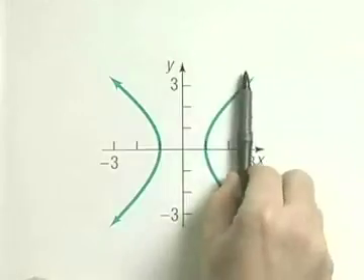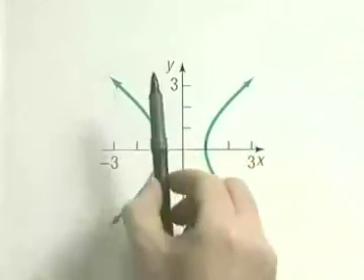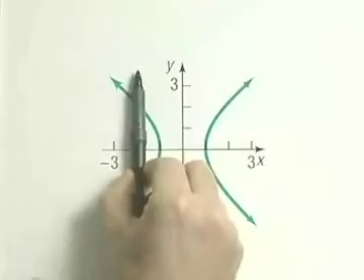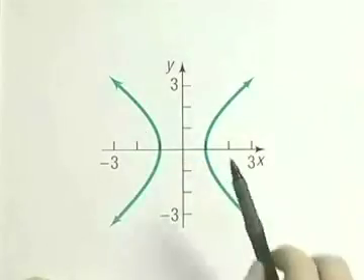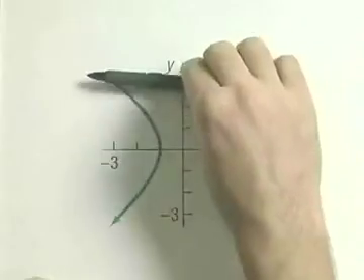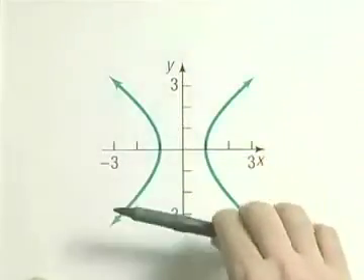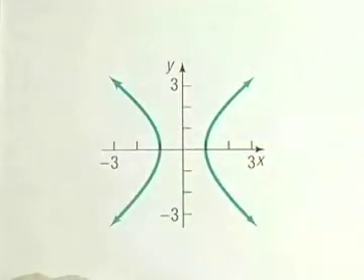Also by inspection, we can see that I have symmetry with respect to the y-axis, because if I took this branch of the graph and flipped it over the y-axis, I would end up on this branch of the graph. In addition, I have symmetry with respect to the x-axis, because if I took the top half of the graph and flipped it over the x-axis, I would end up on the bottom half of the graph.